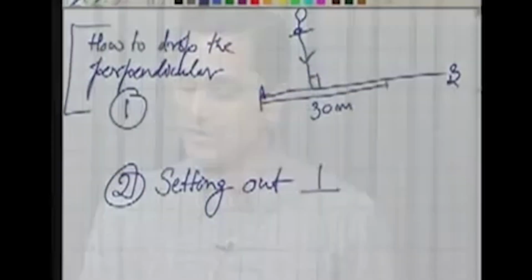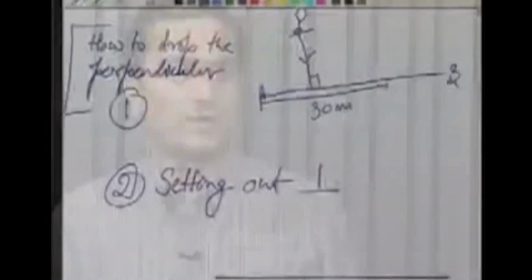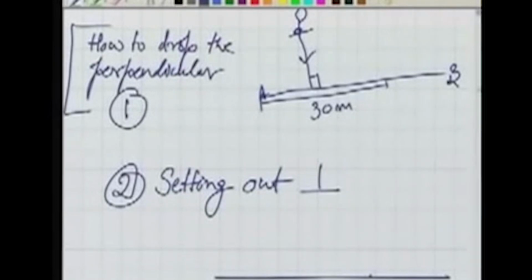Setting out a perpendicular means that if you have a chain line, at a given point you want to set out a perpendicular. This is A and B, and the point is C. You want to set out a perpendicular. So how to do this?